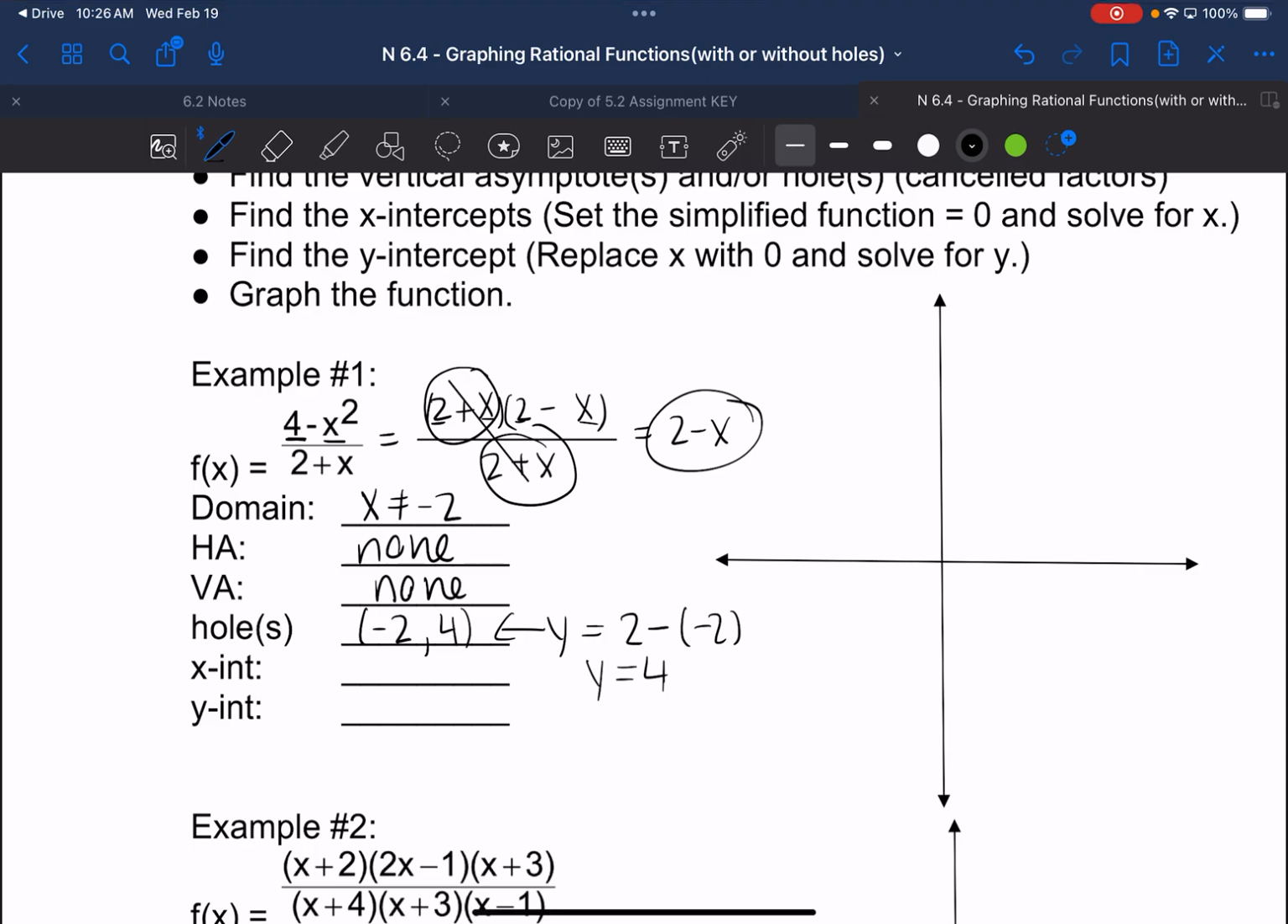All right. Then remember, our x-intercepts, guys, came from the top, right? Well, these divided out, but there was still one thing left in the top, right? This piece right here. So when I solve that for x, 2 minus x equals 0, where do we end up getting an x-intercept? At positive 2.